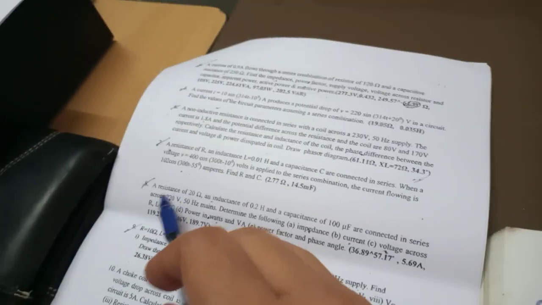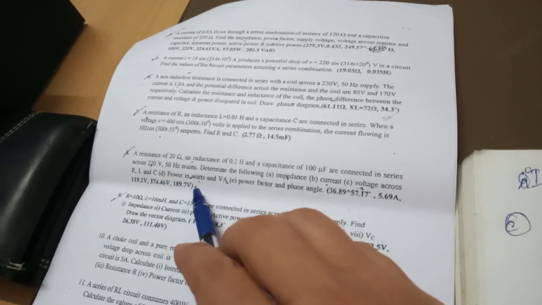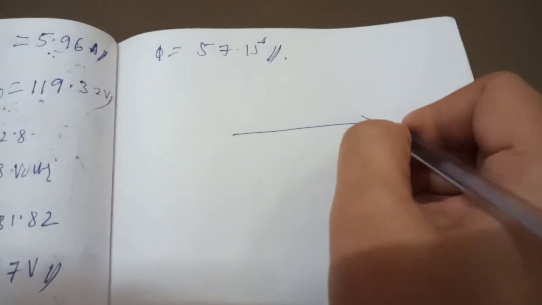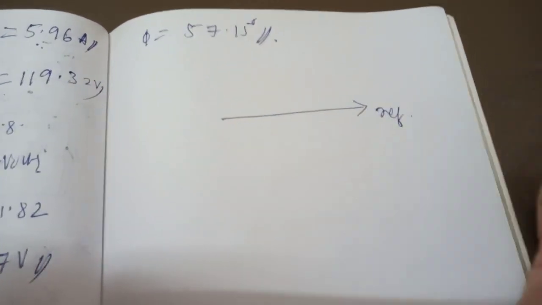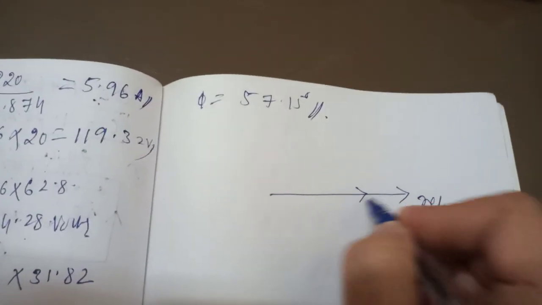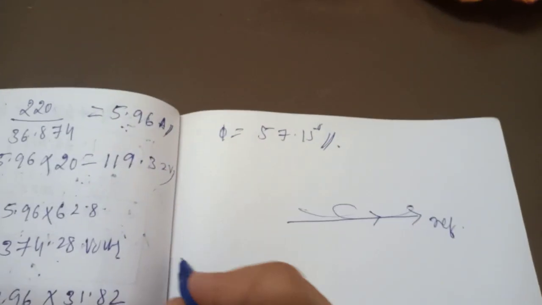Draw the vector diagram. The only part that is different from the 8th problem is the vector diagram. For the same 8th problem I will draw the vector diagram. You just go through it. It's very simple. You have to take I as the reference. Sorry, one minute. I will write it once again.